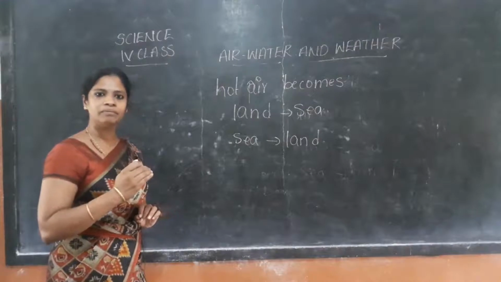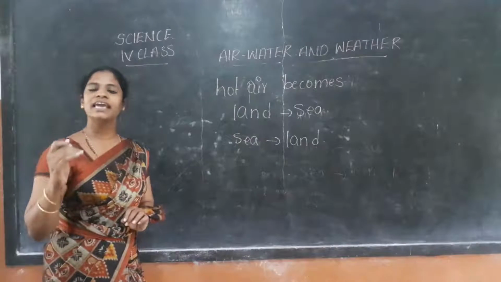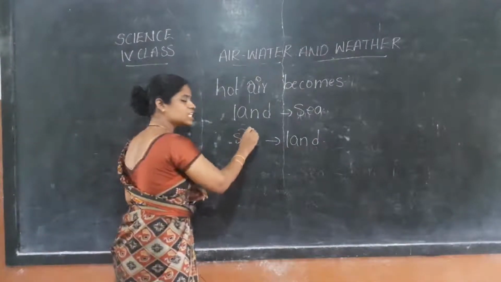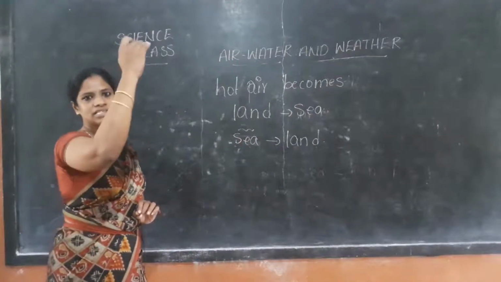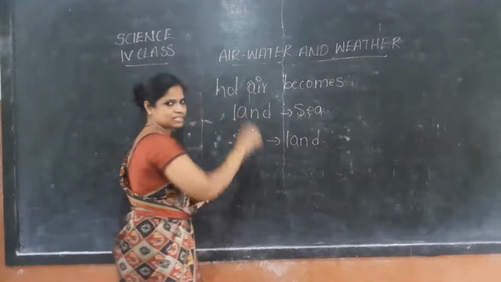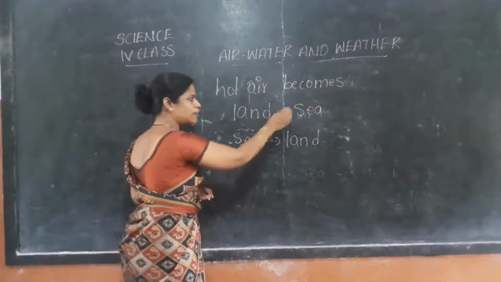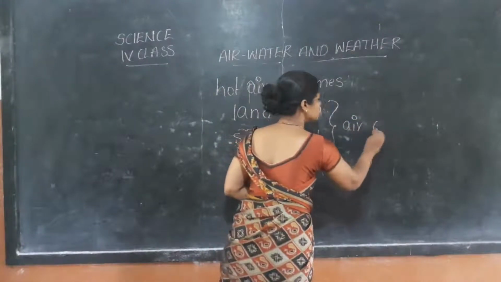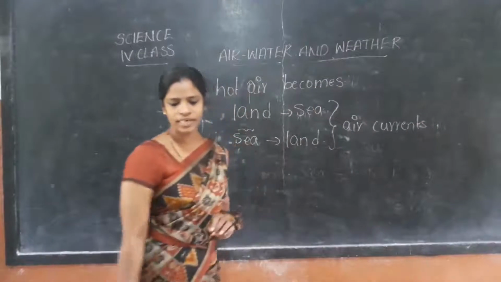During evening time, the land cools very fast, but the sea takes time to cool, so the air on the surface of the sea is hotter, becomes lighter and rises up. Then the cold air from the land occupies the place. In that way, the air moves from land to sea and sea to land. This causes air currents. Okay students, did you understand?